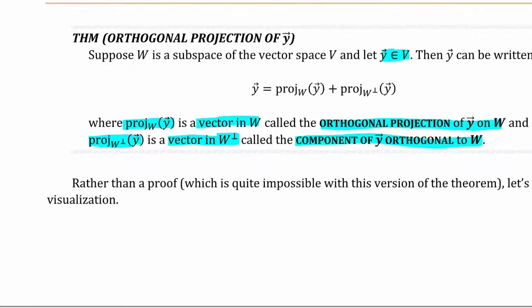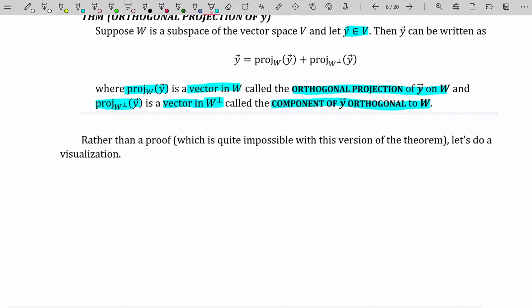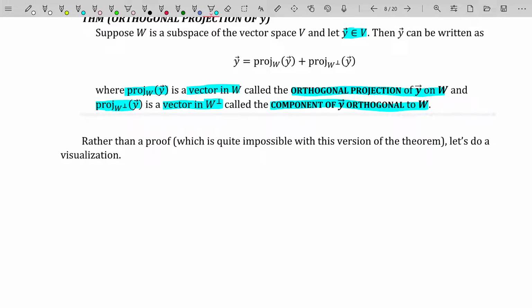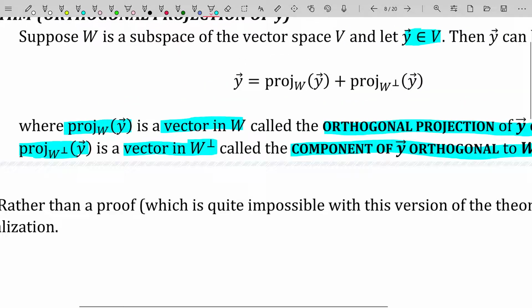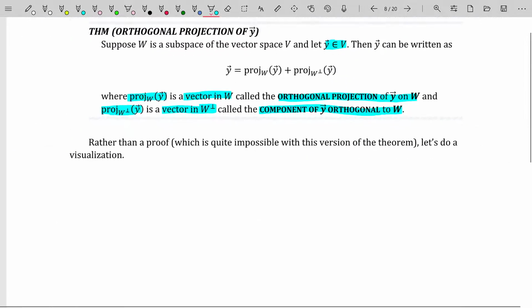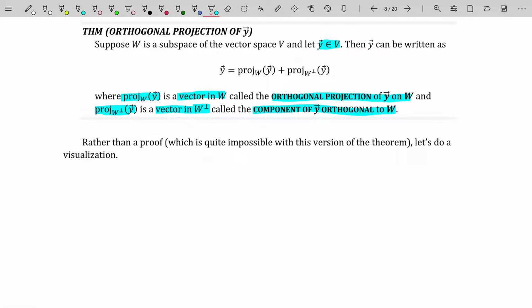Now, if that seems somewhat confusing, help is on the way, because we're going to visualize this in R squared because it's just easier to visualize it in R squared. So as I say down here, rather than a proof, which right now with my language that I'm using is quite impossible, let's do a visualization. We will be able to prove something more important than this in a moment, but what I really wanted to do with this language version of the theorem is to give you a basic idea of what's going on.